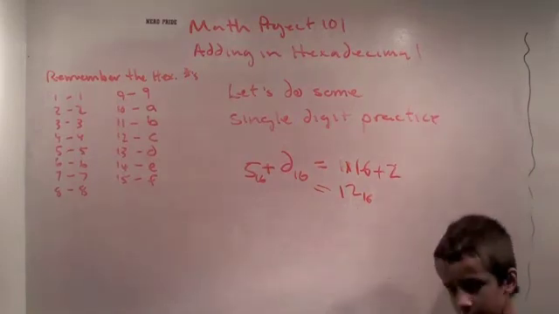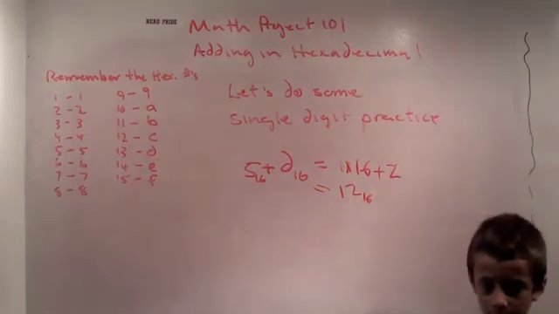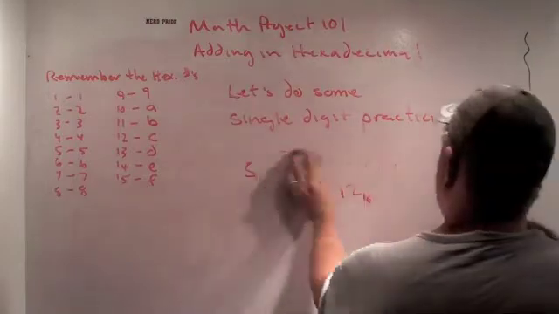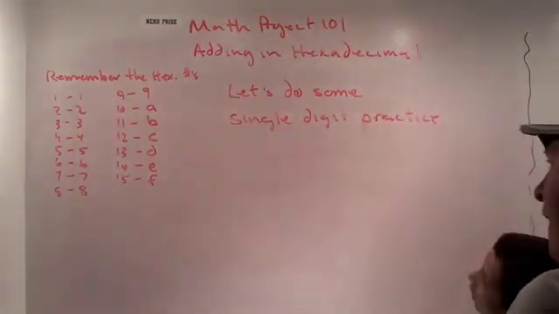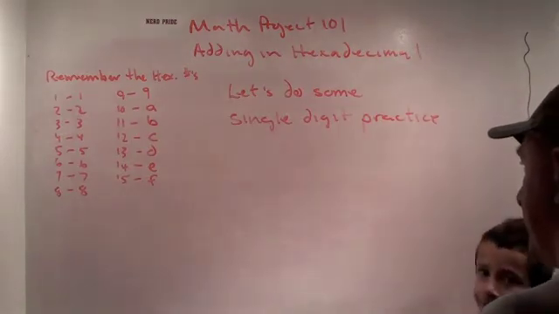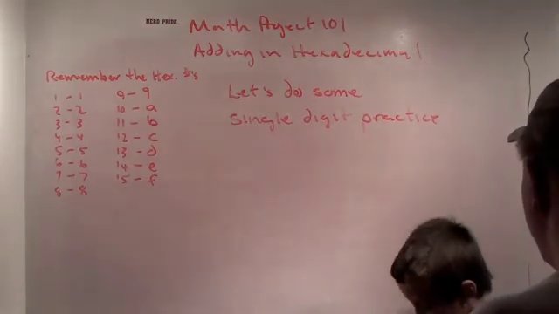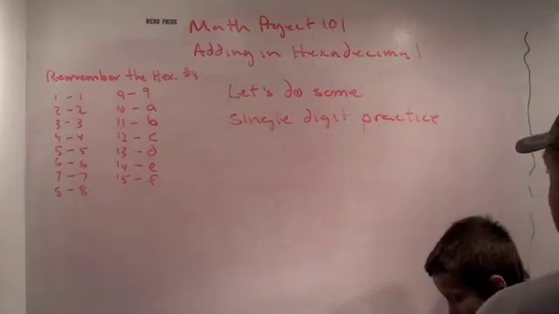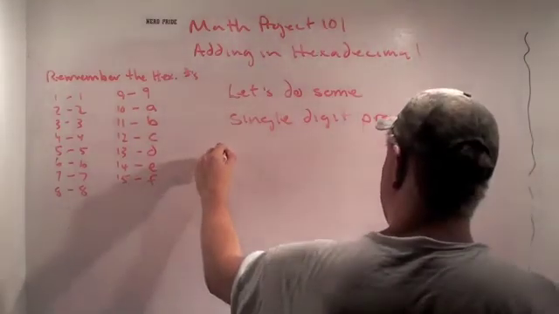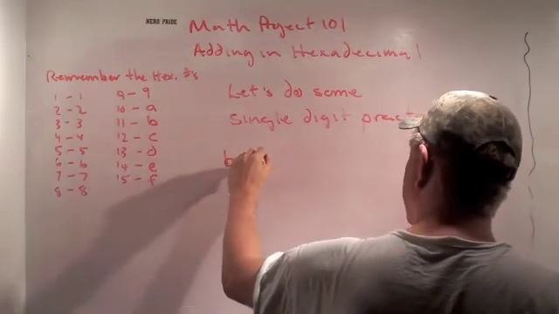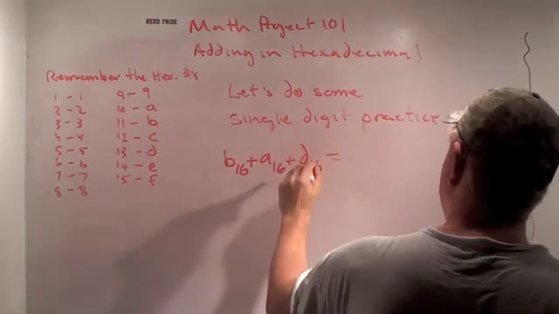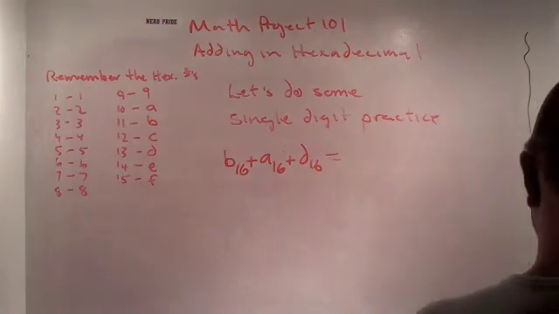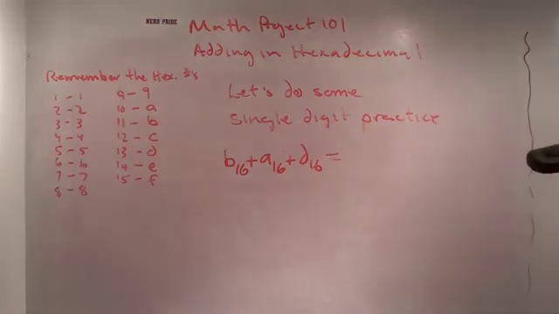I'll give you one more practice one, and then we'll try an even harder addition. Ooh, I got a good one. How about B base 16 plus A base 16 plus D base 16? B plus A plus D. Bad. Just like we did yesterday. But yesterday we did the number bad.